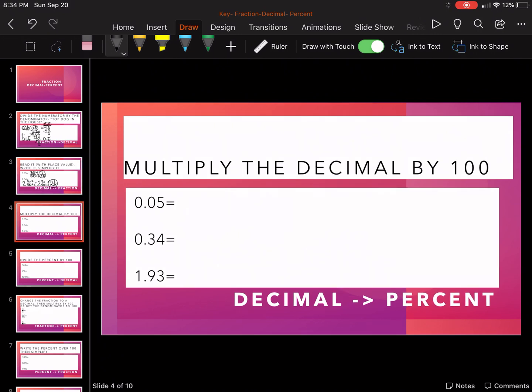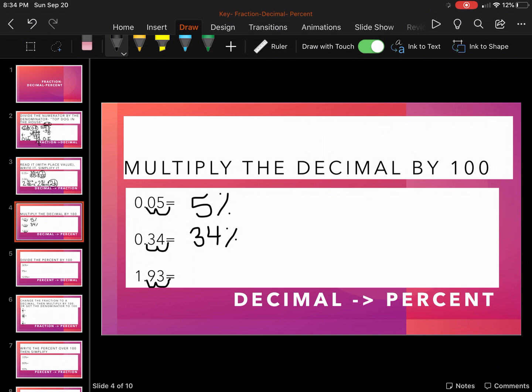So this is the one that's a little bit different, going from the decimal to the percent. Okay, honestly, it's just 100 times bigger. So you just move the decimal back twice. Times 10 or times 100, and that is 5%. Move it back twice, 34%. Move it back twice.